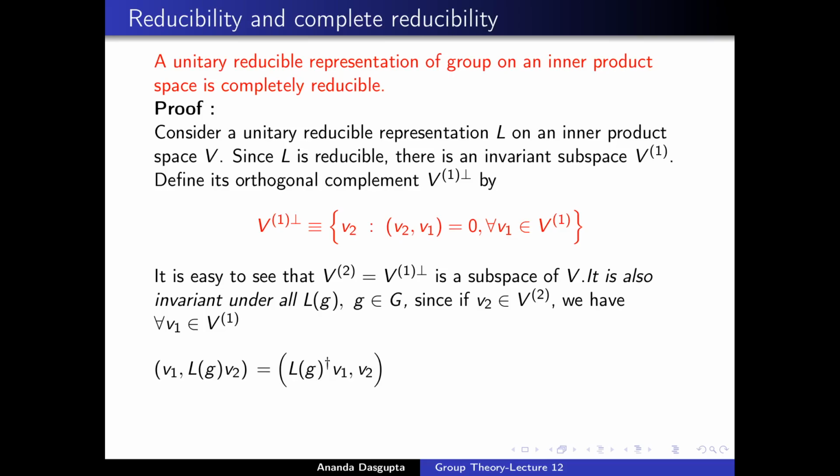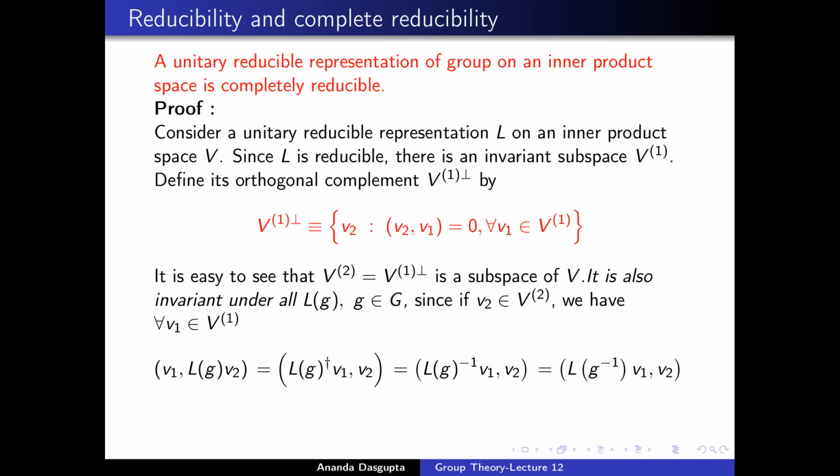But because our representation is unitary, L of G dagger is the same as L of G inverse. And that exactly is what defines a unitary representation. But L of G inverse, of course, is L of G inverse. So what we have is that the inner product we started out with, the inner product of v1 with L of G v2, is the same as the inner product between L of G inverse v1 and v2.